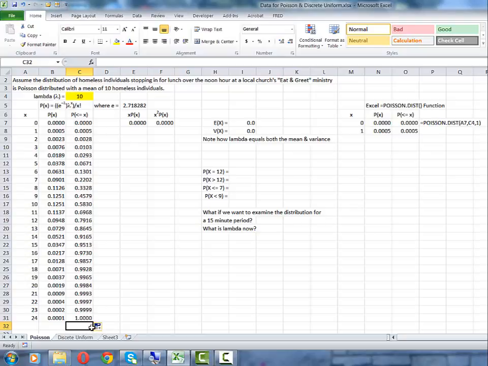So we've got a probability distribution here and a cumulative probability distribution, and we can see the probability x is equal to 12. What's the probability that 12 homeless individuals will arrive? That's just that value there. Probability greater than 12, we would take 1 minus the probability x is less than or equal to 12, because we're still dealing with a discrete random variable here. Probability less than or equal to 7.